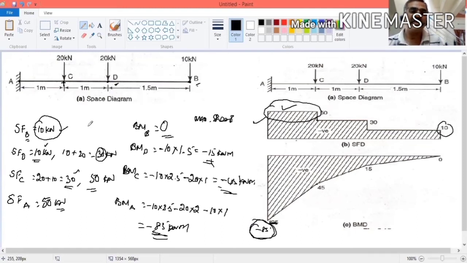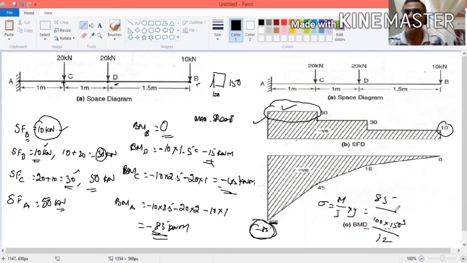Now you can find the bending stress. What is the equation for bending stress? Sigma is equal to M by I into y. What is M? The bending moment is 85, divided by the I value. What is I? The cross section is already given. This is 100, this is 150. So I is b d cubed by 12, where b is 100 and d is 150, divided by 12, multiplied by y.